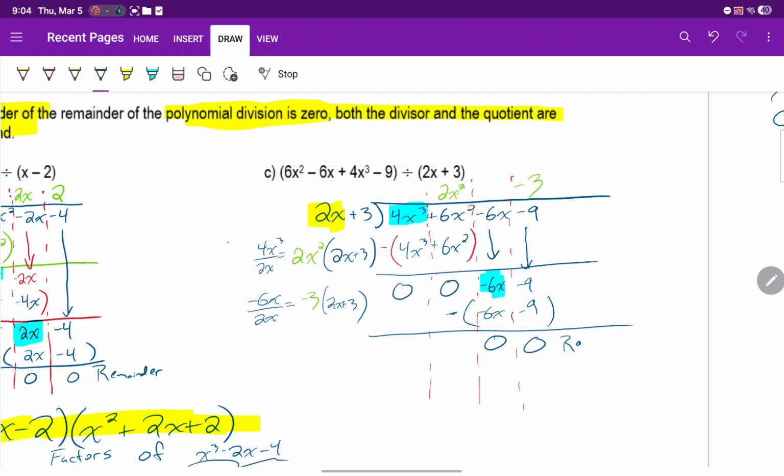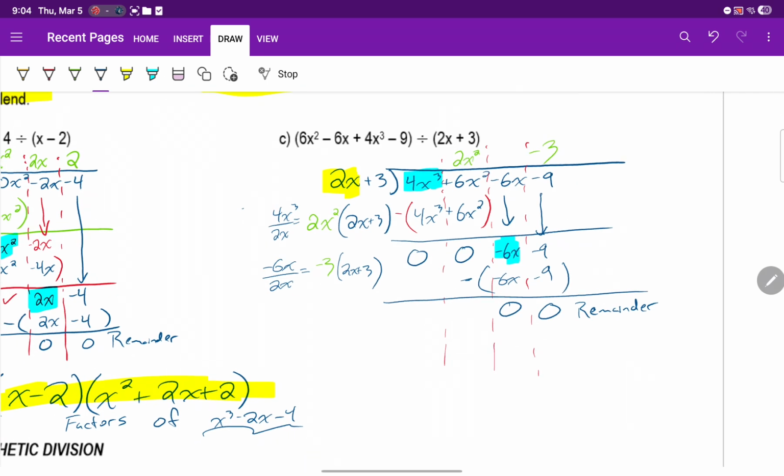And we have run out of space. We have nothing else to bring down. And so 0 is my remainder. And so what we write here is our division statement. We say that 4x cubed plus 6x squared minus 6x minus 9 is equal to 2x plus 3 times 2x squared minus 3. Okay? So that is how we use long division.